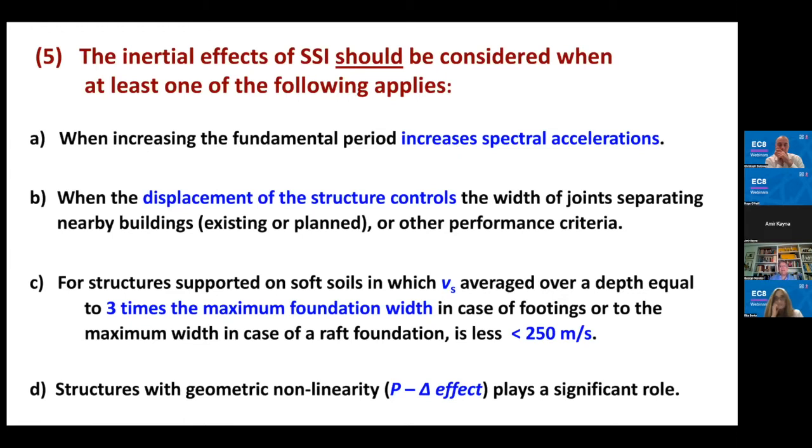One is if we have really soft soils. By soft soils, we mean average shear wave velocity within the pressure bulb, within the region of interest of the foundation, let's say three times the maximum foundation width, and so on. Then we have to take it into account. We have to take soil structure interaction.